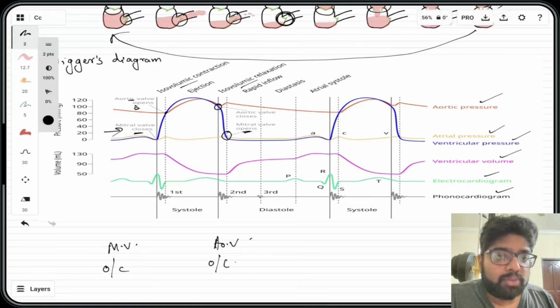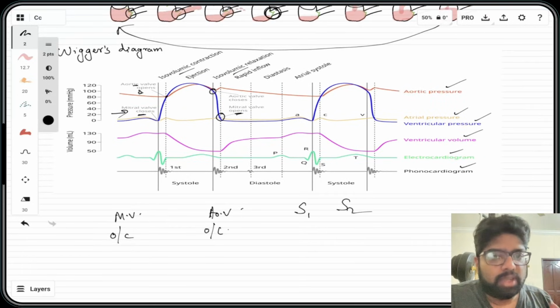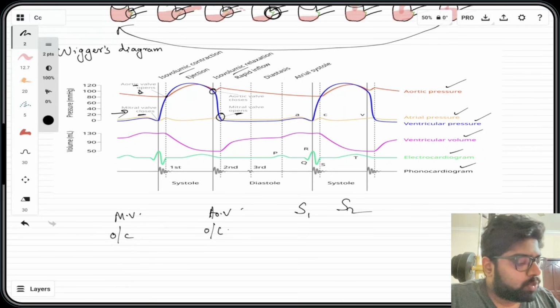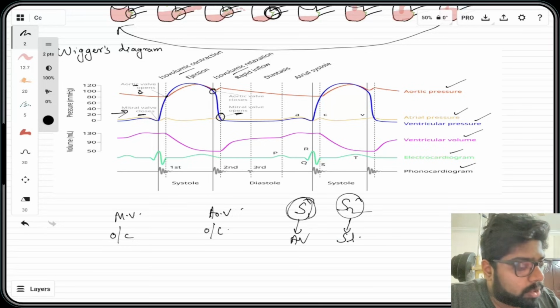Now can we think about the phonocardiogram? We basically have two heart sounds in normal individuals, S1 and S2. At least that is what we are used to being told. S1 corresponds to the closing of the AV valve. S2 corresponds to the closing of the semilunar valve. So where should S1 be present? At the closure of the mitral valve. Where does it close? Here.